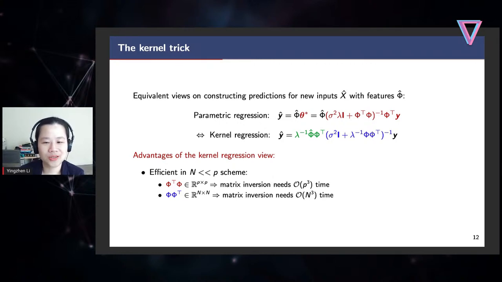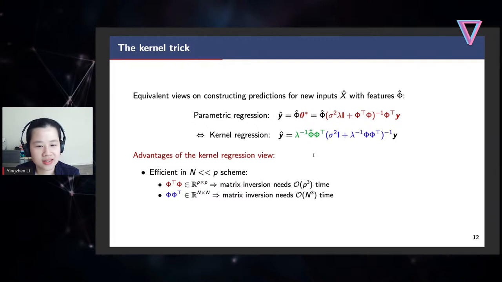But as I said, these two views are equivalent, and in this kernel regression view, what you need to compute is this phi phi transpose matrix, which is actually an n by n matrix. So the blue matrix here is also n by n, and inverting this matrix only requires n cubed time. I should say again that here n is the number of data points in your training data, and p is the dimensionality of your feature vector mapping phi. So if you want to use nonlinear features of very, very high dimensions, then doing things the kernel regression way will be much more efficient compared to doing things the parametric regression way.